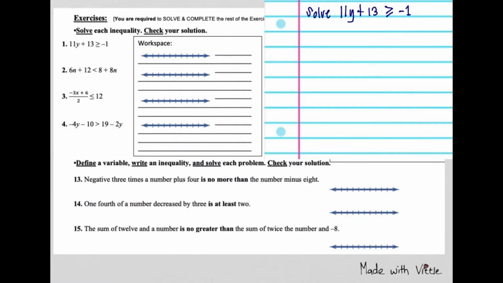Let's solve 11y plus 13 is greater than or equal to negative 1. Since negative 1 is alone on the right side, let's look at the left side. We have to make sure that 11y becomes alone or by itself. So let's cancel out the positive 13 by doing its opposite, which is minus 13 on both sides.